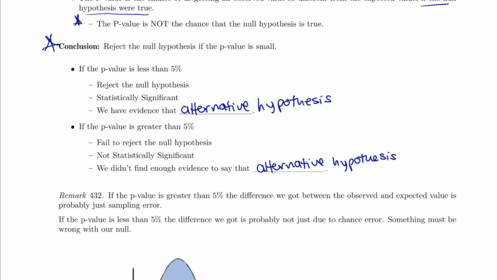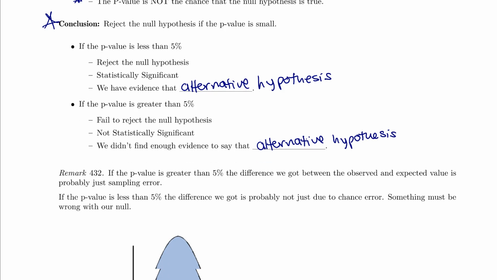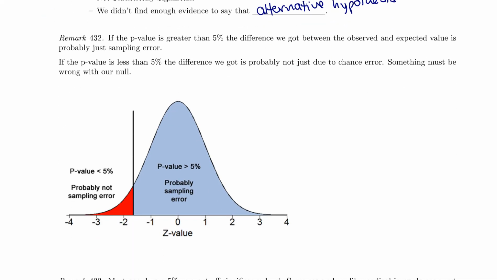And as a remark, if our p-value is greater than 5%, the difference we got between our observed and expected value is probably just sampling error. If the p-value is less than 5%, the difference we got is probably not due to just chance error. Something's probably wrong with our null. So we have a graphic here. And so if we were to draw it out and graph our z-value, there's this cutoff line right here. So if our p-value is greater than 5%, the difference between our observed and expected is probably just due to chance error or our sampling error. If it's less than 5%, that's probably not sampling error. That doesn't seem very likely. I think that something is wrong with my null.